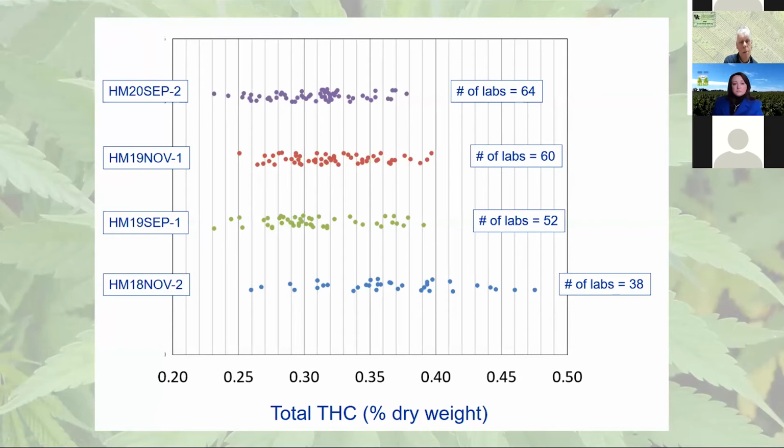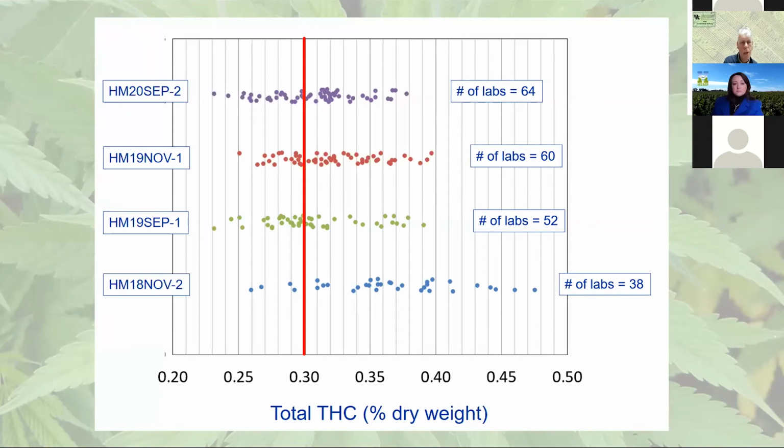The number of labs participating in these different rounds is shown on the right-hand side. 38 labs presented a result for total THC in 2018. In 2019, it was 52 and 60 labs. And in the 2020 sample, it was 64 labs.